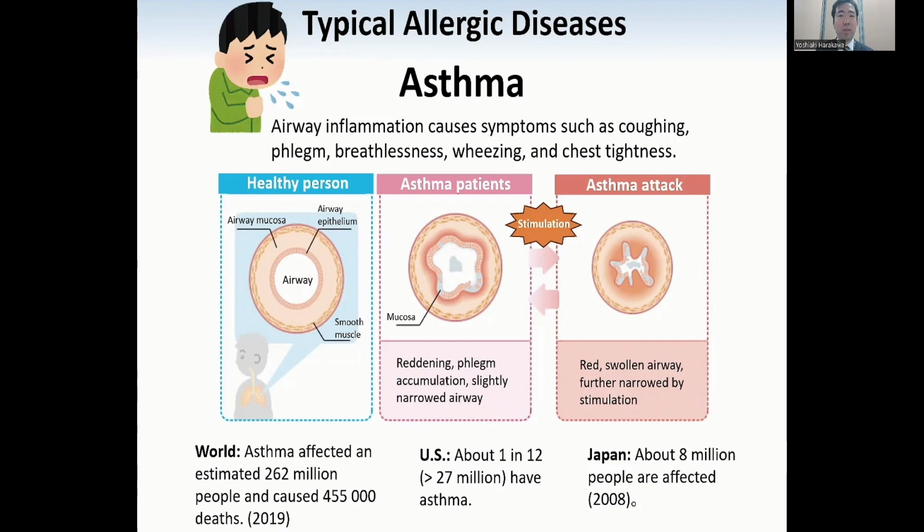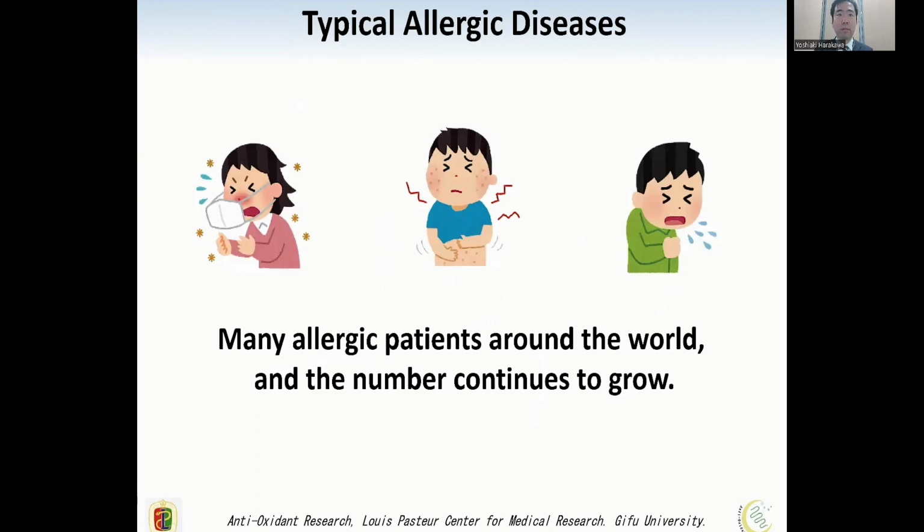Asthma affects 262 million people worldwide and kills more than 450,000. In the United States, asthma affects 1 out of every 12 people, and in Japan, it is estimated that about 8 million people in the entire population are affected. There are already many allergic patients around the world, and the number continues to grow each year.